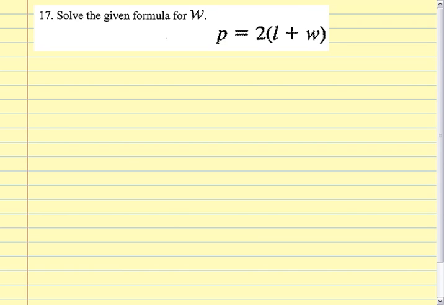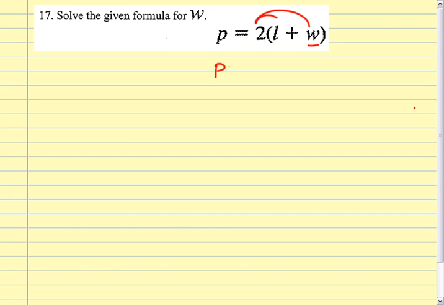Okay, folks, number 17 says solve the given formula for W. That means that I want to get this by itself. Okay, what would you do first? What's that word called? Distribute. We want to simplify and then solve, right? And we're solving for W, so we're not going to do it any differently. Let's go ahead and distribute.